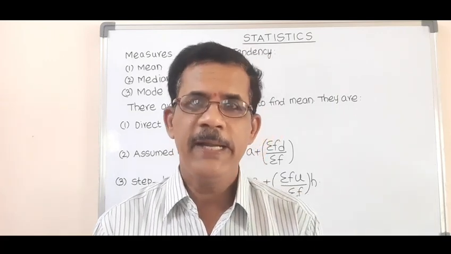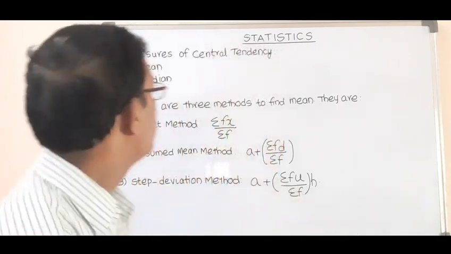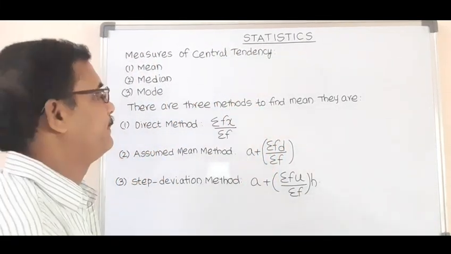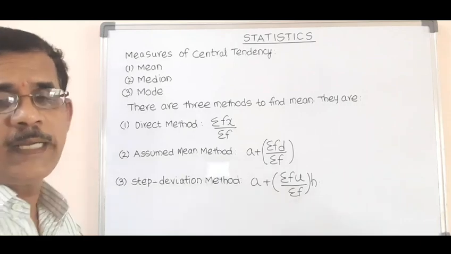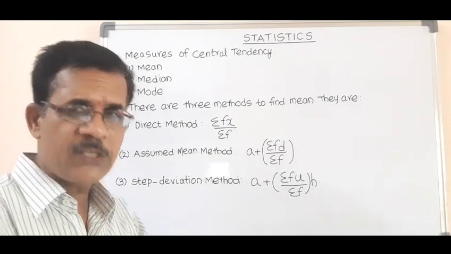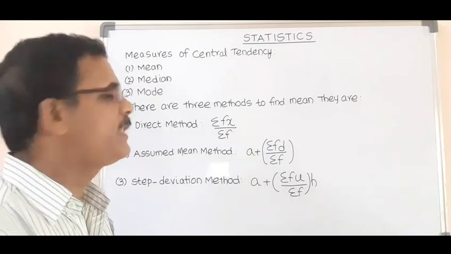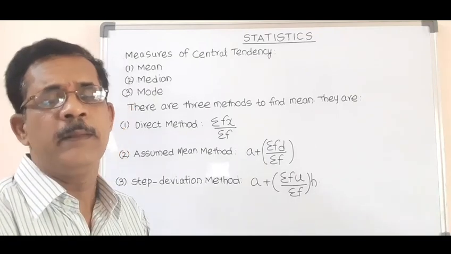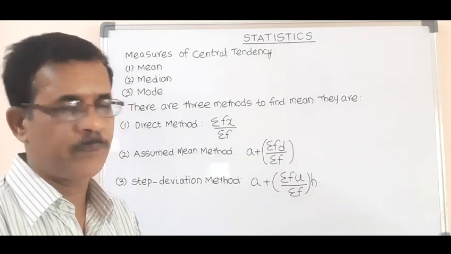These mean, median and mode are called measures of central tendency. We have three values: mean, median and mode. So entire statistics depends on these three values. So these are called measures of central tendency.